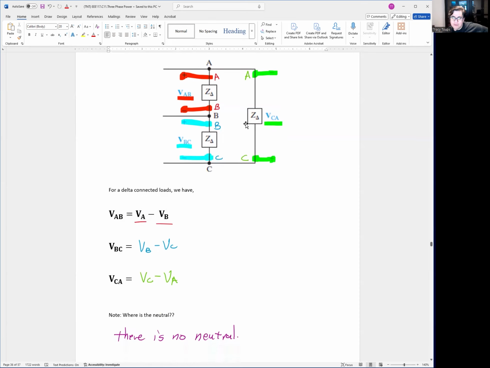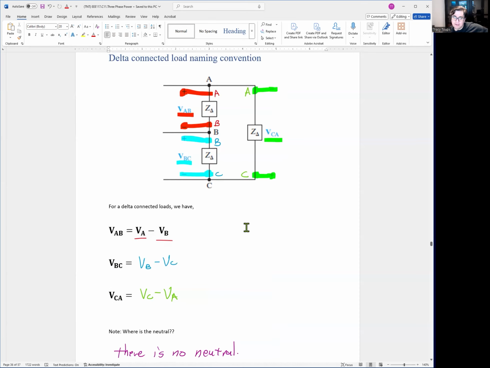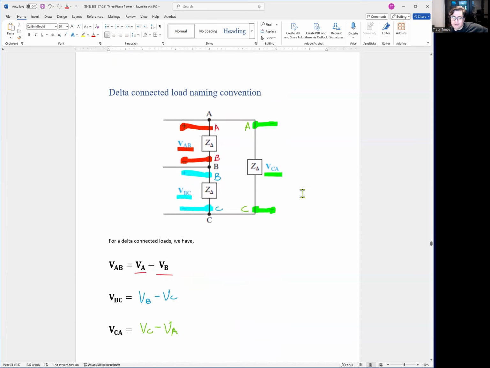Okay, now, where's the neutral here? Remember, deltas don't have neutral, so we can't even say AN, BN, CN. The only choice we have is VAB, VBC, and VCA. And these voltages are very typical, which you'll see. Some people argue, well, why can't we use VBA and then CB and AC? You can, but it's very unconventional. We typically go alphabetically, A then B, B then C, then C back to A. There is no D here, so we don't want to say C, D. Okay, so that's for your delta connected loads.